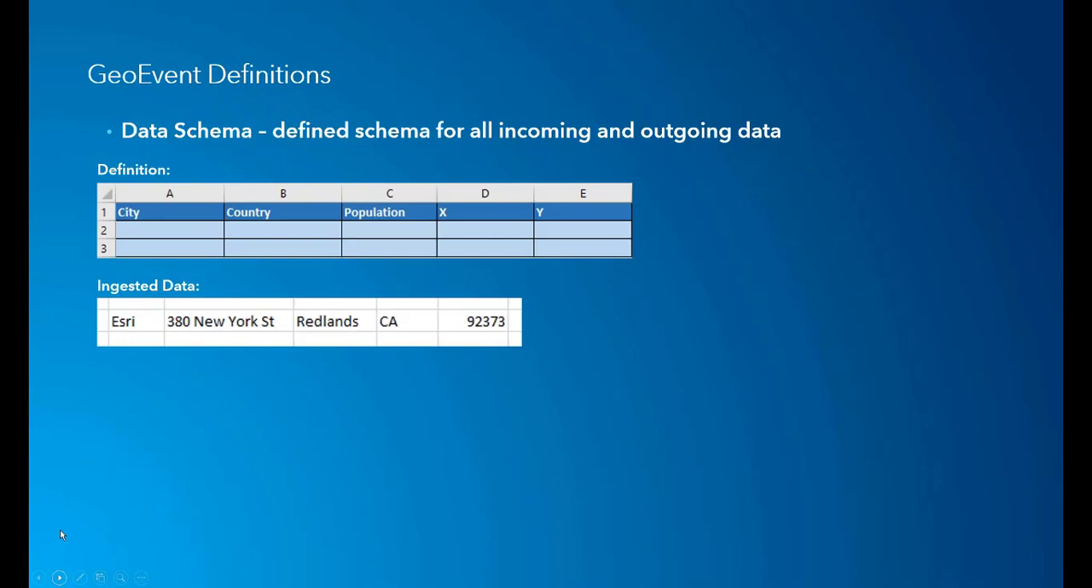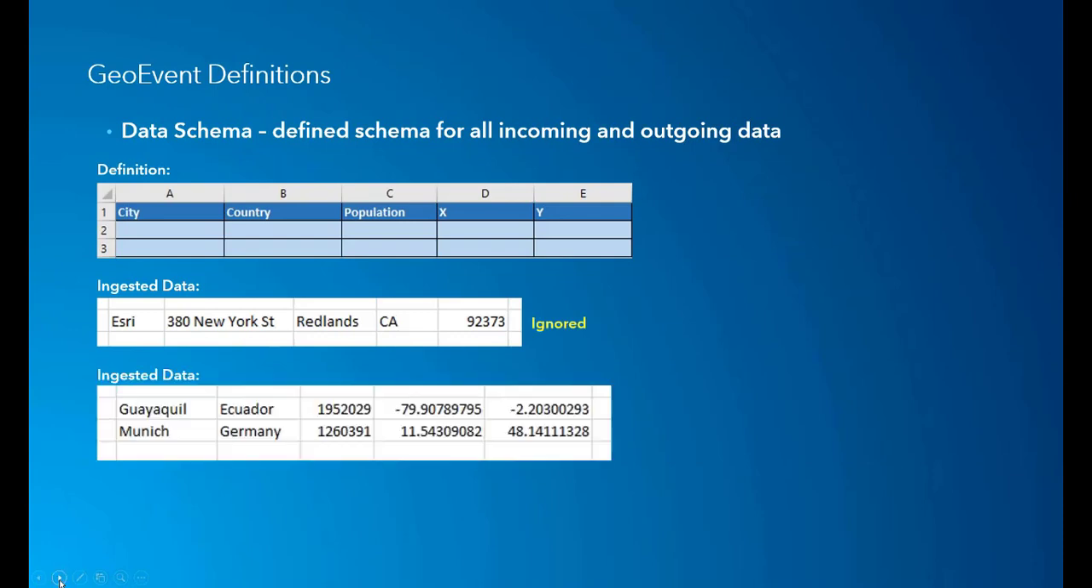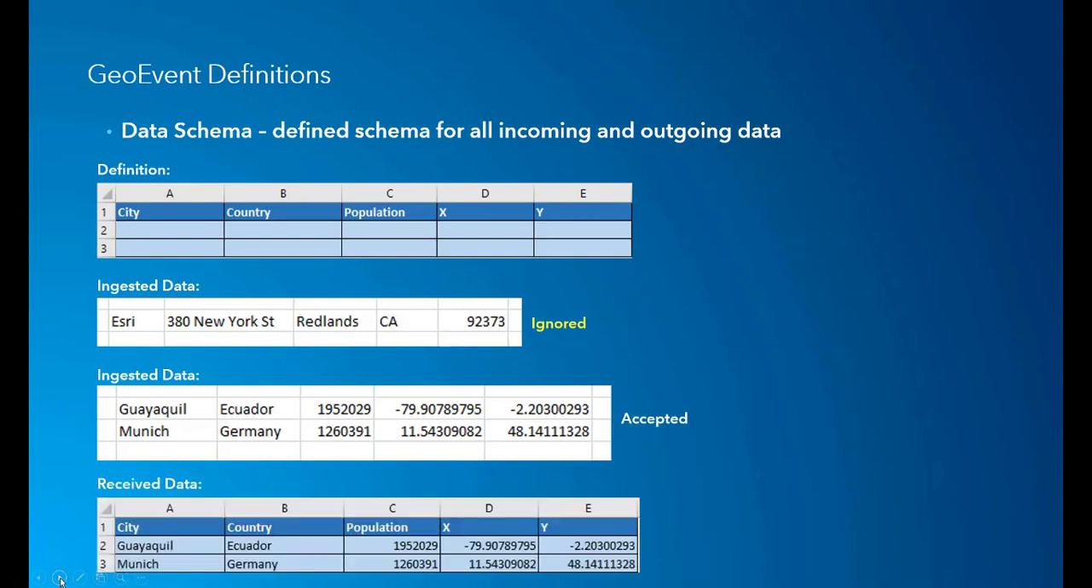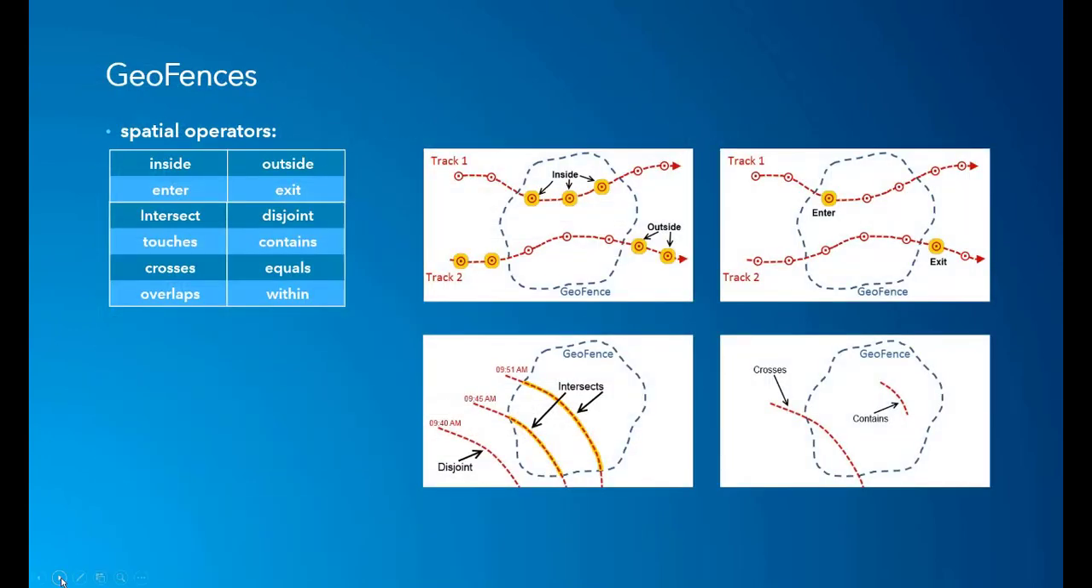So if a piece of data comes through that is set up like this, we can clearly see that this does not fit that definition. Those attributes will not fit into that table, so the system will ignore it. But if a piece of data comes in like this, this seems to be much more appropriate. That will plug in very nicely into the system. It will be accepted and the data will be received. So that's the concept of a GeoEvent definition.